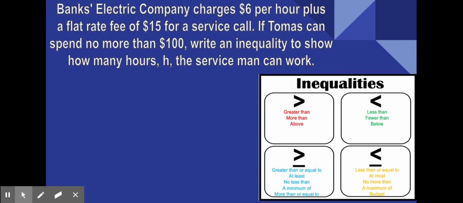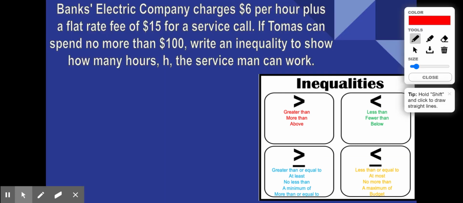Okay, our last example. Banks' electric company charges $6 per hour. Oh, per hour. $6 per hour. That's my variable term. My 6 is going to go with my letter. Plus, oh, looky there. Plus, I know what plus means. A flat rate fee of $15. Flat rate fee. That's a term that tells us 15 is our constant.